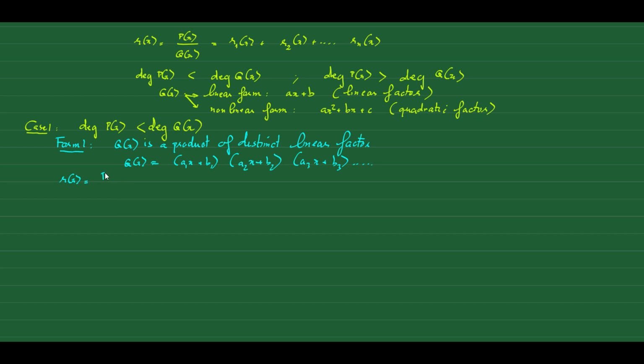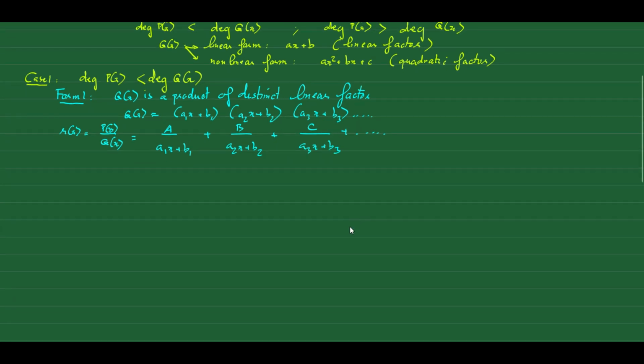You have the cube of x in the denominator, and on the top, because you have linear factors, p of x you can split up the whole rational expression as a1x plus b1, plus a2x plus b2, plus a3x plus b3, and so on and so on. It depends on how many linear factors you have, but all of them must be distinct. They must be different from each other.